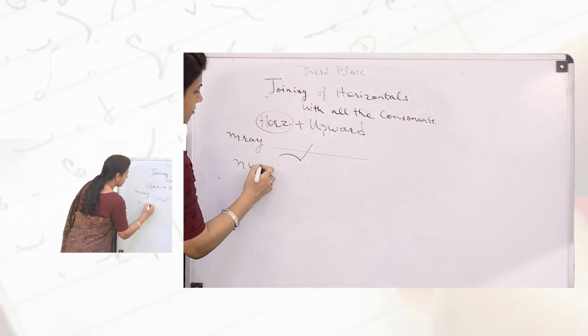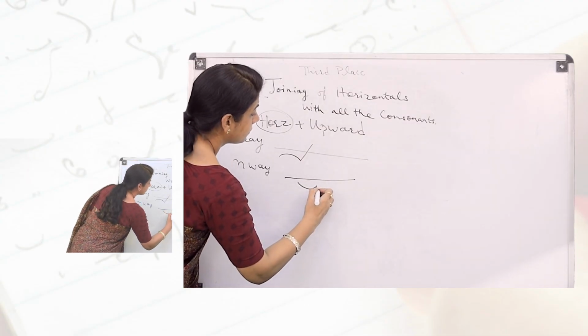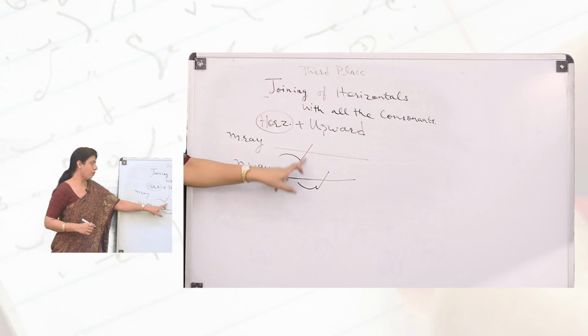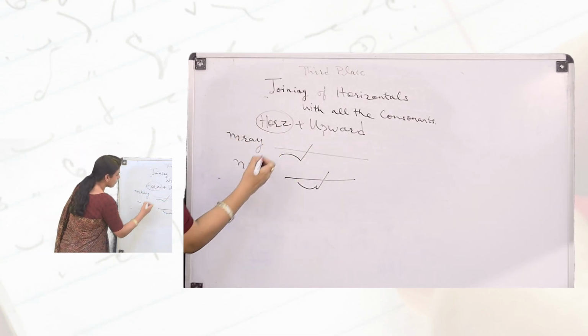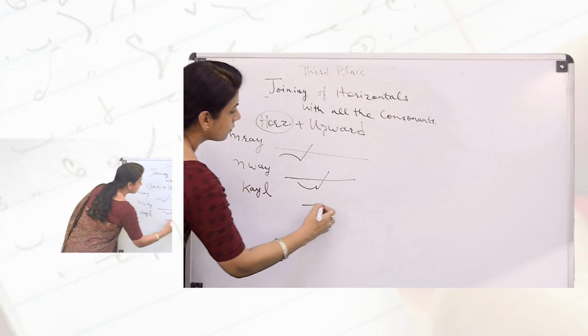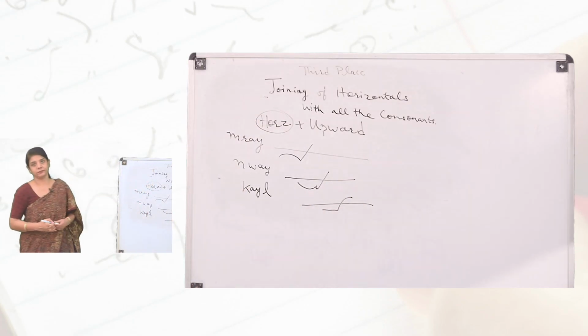Let's take one more example, N and way. N below the line, way through the line. Now this is a joining of horizontal plus upward under third place. Now one more example, horizontal K, upward L. K below the line and L through the line.